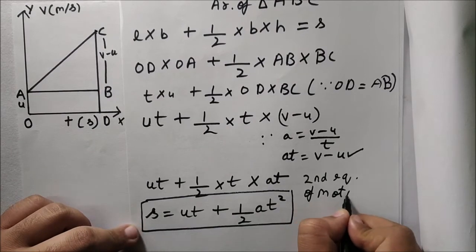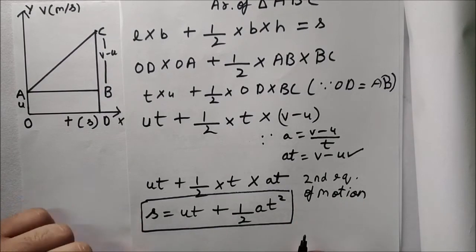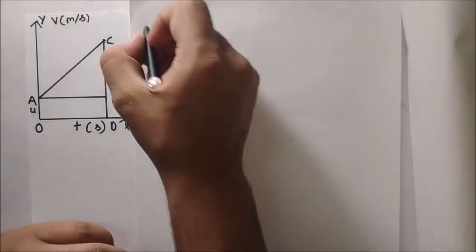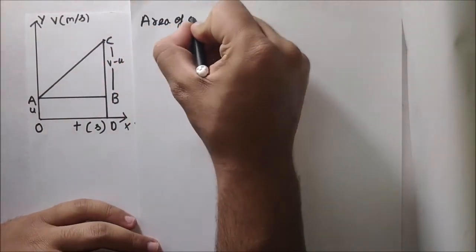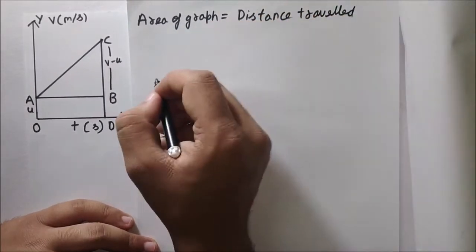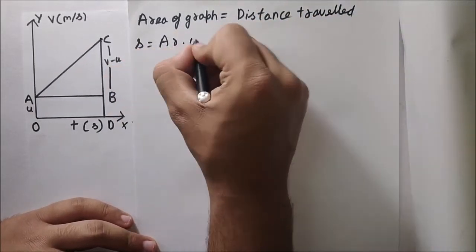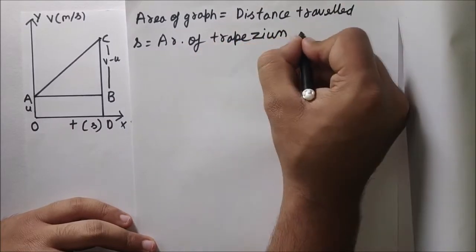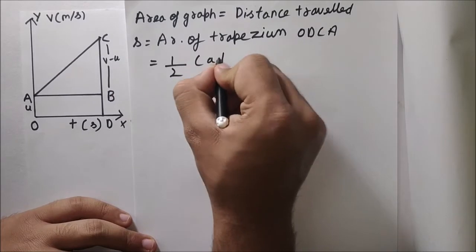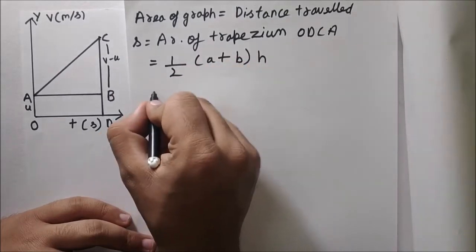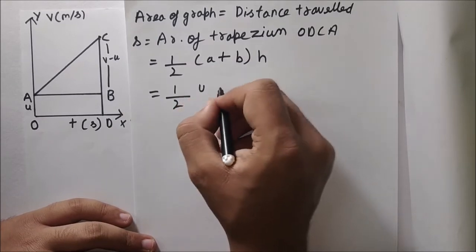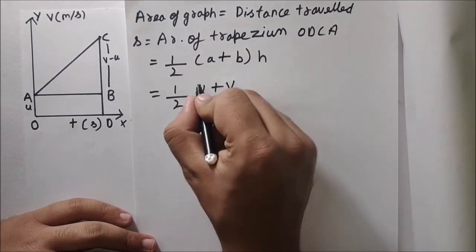Now let us start with the third equation of motion. We have to derive that now. Okay, so this rule applies here also. As I have told you, the area of the graph gives us the distance traveled by the object. So the distance traveled will be S, and we need to find the area of trapezium ODCA. The formula for the area of a trapezium is half into (A plus B) into H. A and B are the parallel sides, and H is the distance between both the sides.